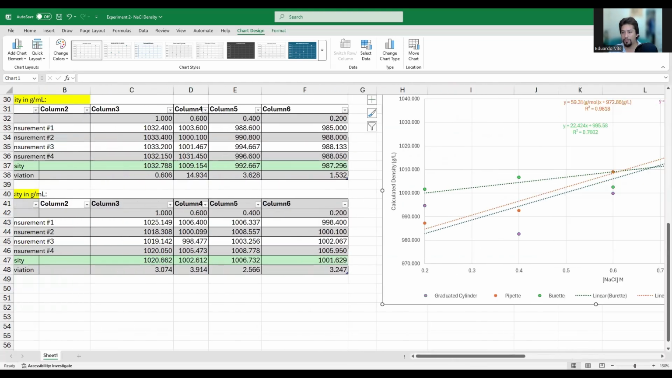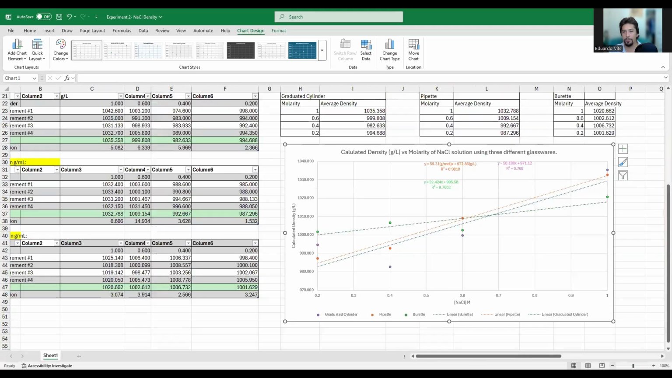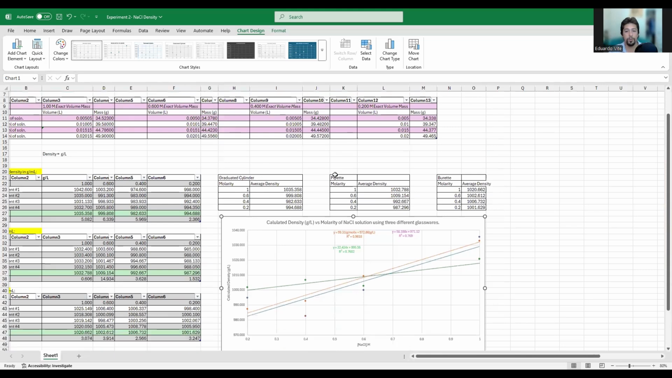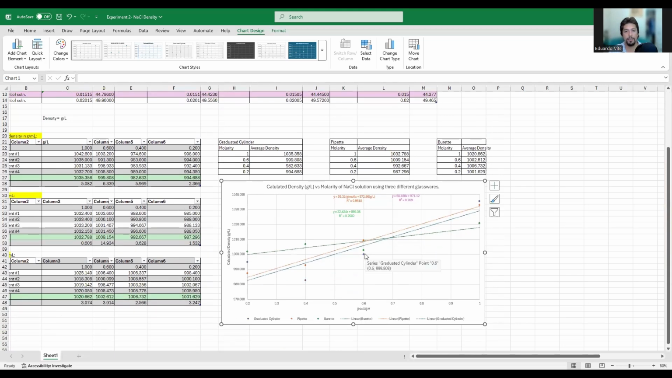Let me get rid of the side menu. You're going to be turning in your graph and you're going to be turning in your spreadsheet. And that's really it. There's not much more to it. This is not much different from what we did last week.